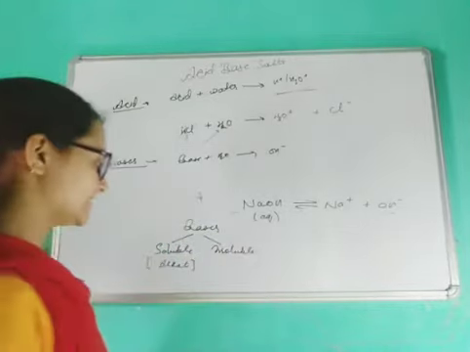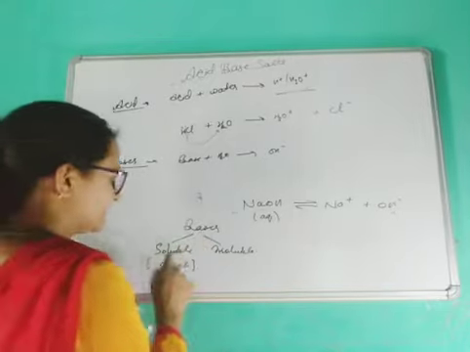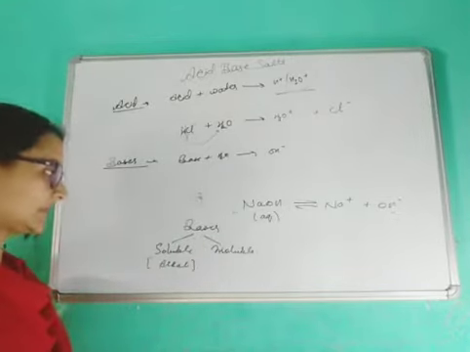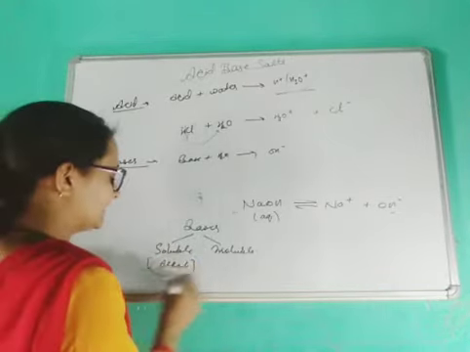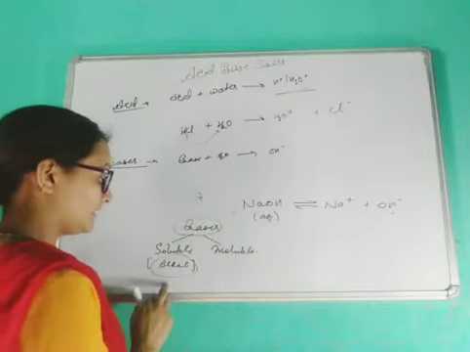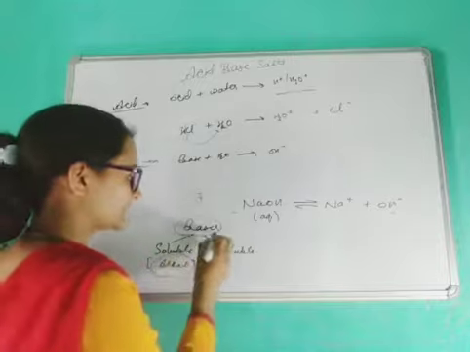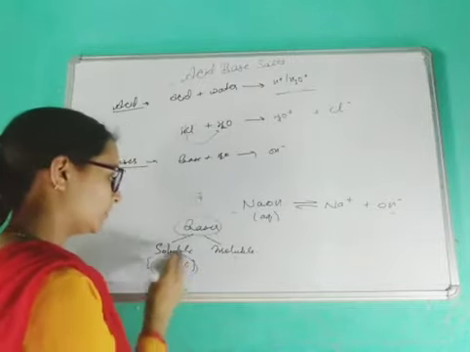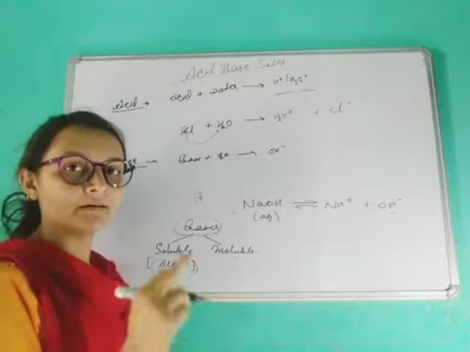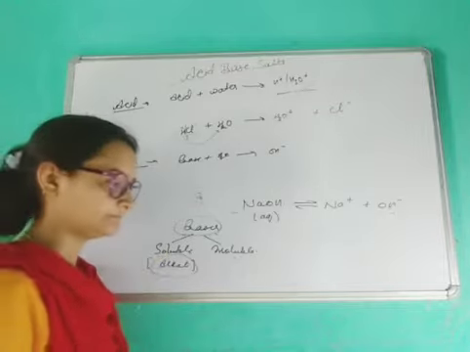So there is a slight difference between base and alkali: all alkalis are bases, but all bases are not alkali. Why? Because some are insoluble and some are soluble. Only soluble bases are called alkali.